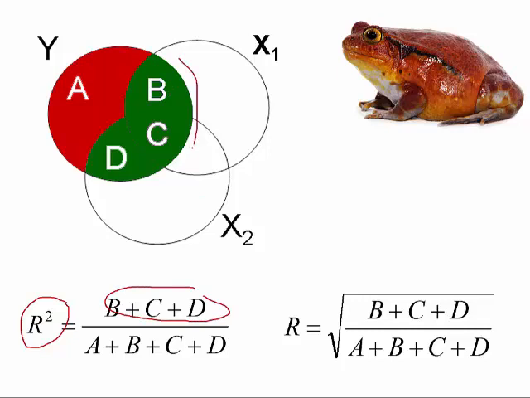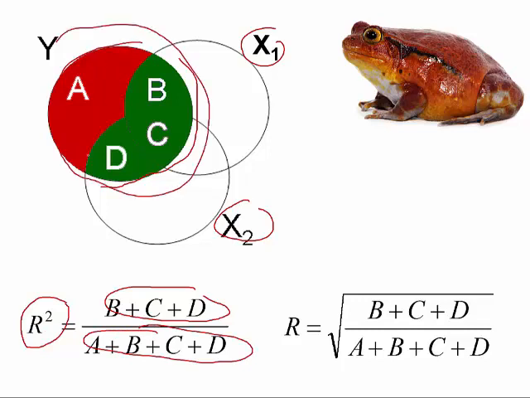That's that green area up here, which is all the area explained by x1 and x2 taken together, divided by area A plus B plus C plus D. That's our total variance in Y. So if I take the explained variance, the part of Y that's explained by x1 and x2, which is area B plus C plus D, divided by the total variance of Y, A plus B plus C plus D, that gives us our percent of variance explained.